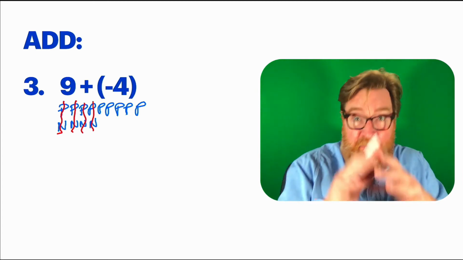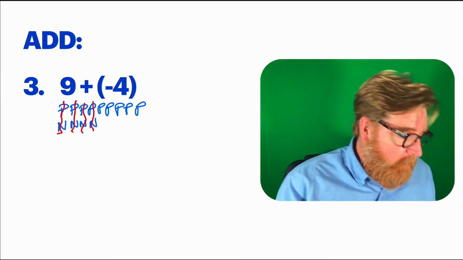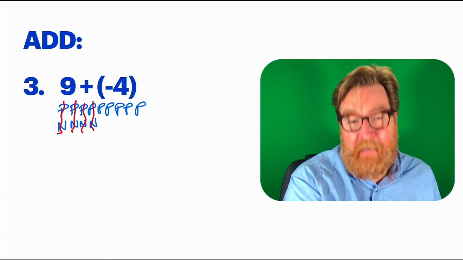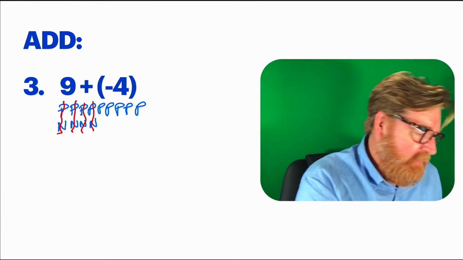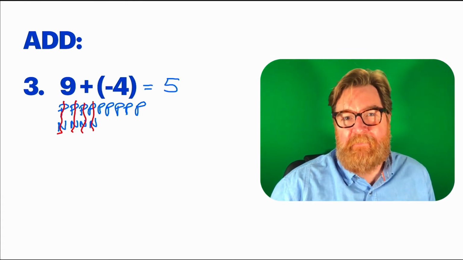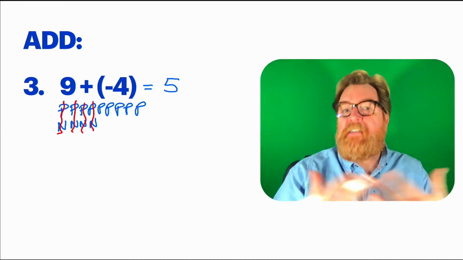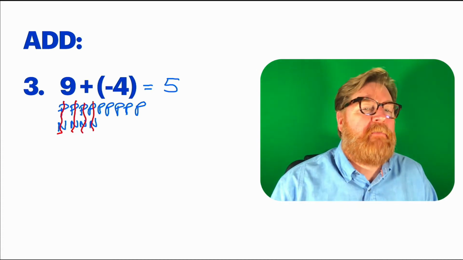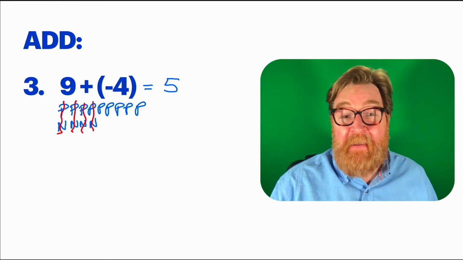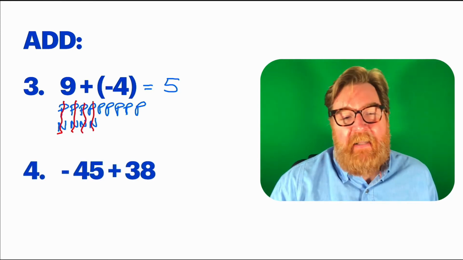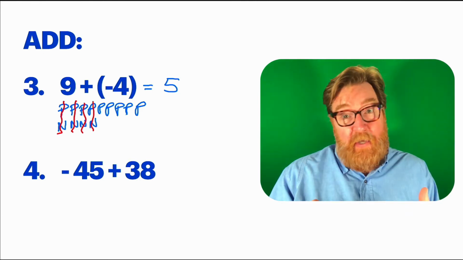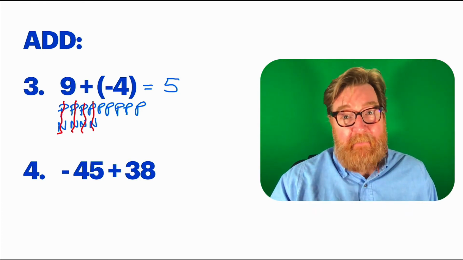So what do we have left when all the dust settles in this fight? Well, we've got 1, 2, 3, 4, 5, I count 5 positives. So the answer is just 5. Looking okay? Those N's and P's can be really useful to model this adding of the integers. But wait, what if you had something like this? Negative 45 plus 38. We could do N's and P's, but nobody wants to write that many N's and P's.